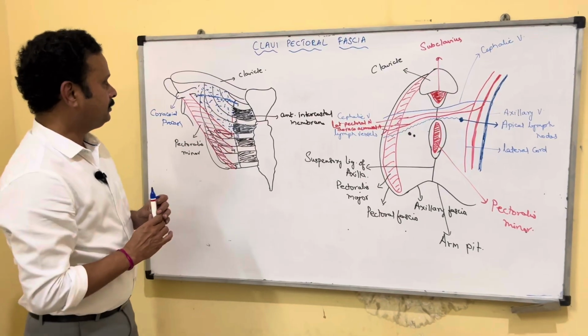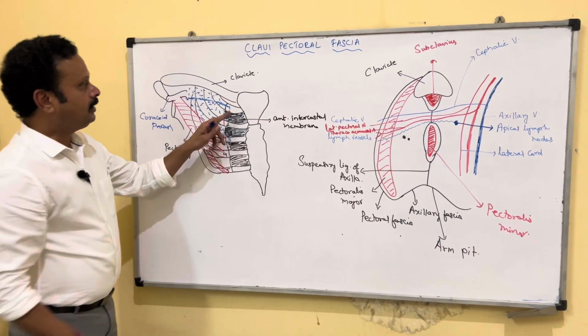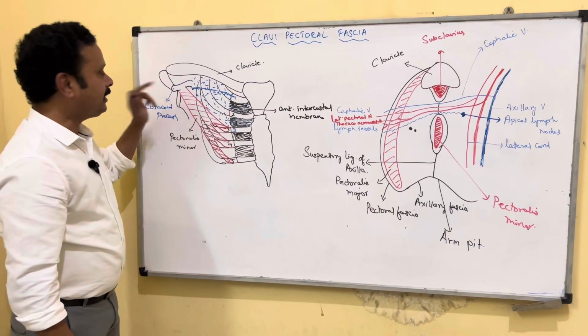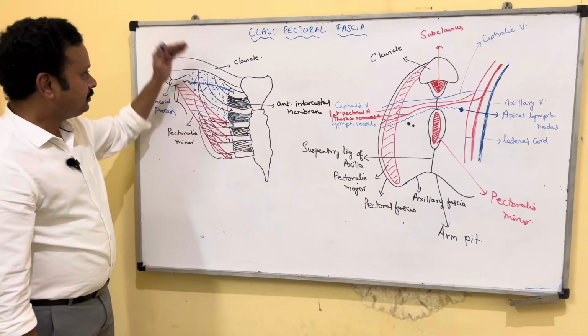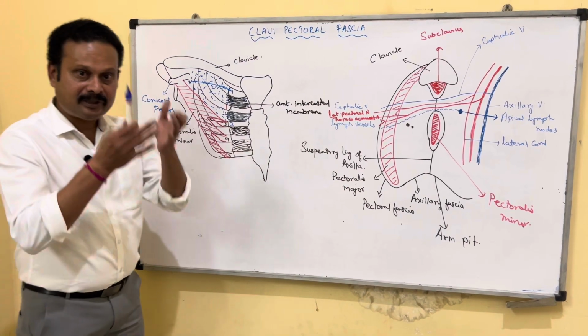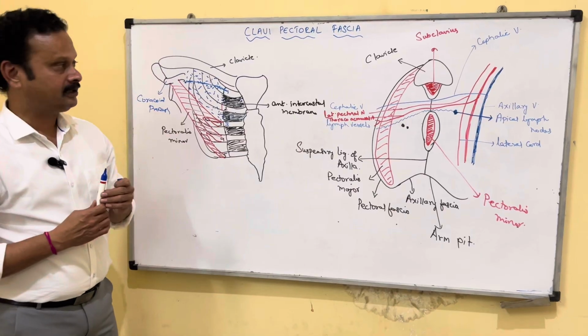I repeat, clavipectoral fascia boundaries: medially anterior intercostal membrane of upper two spaces, laterally coracoid process, superiorly splits to enclose subclavius, inferiorly splits to enclose pectoralis minor and forms the suspensory ligament of axilla.